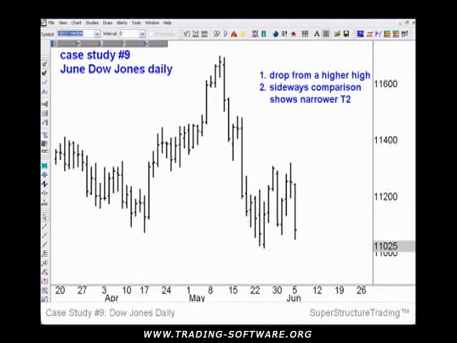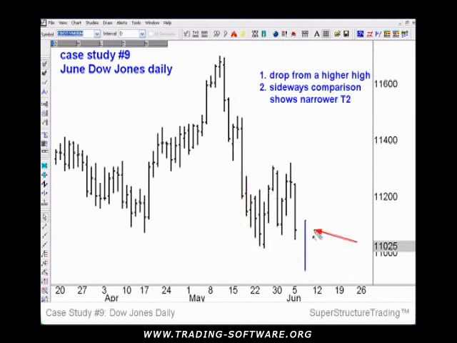Now let's project forward. Let's imagine if the next bar were to do this. If we anticipate that to be happening soon, we can do sideways time range comparison as if that was going to happen. And we see that in this scenario, T2 would be wider than T1.